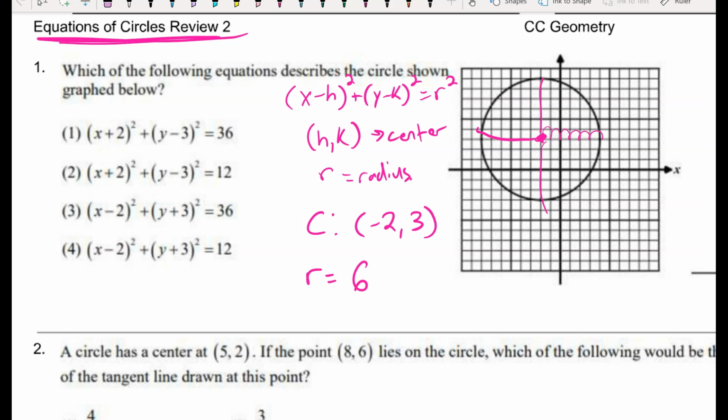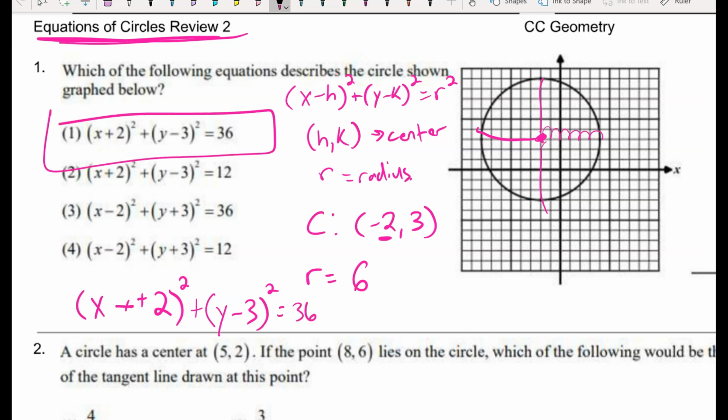So when I substitute into this formula right here, x minus the h coordinate, which is -2, but notice when I subtract a -2, it should become positive, plus y minus k, which is 3, equals r squared, and the radius squared is just 36. So the one that fits there is answer choice 1.